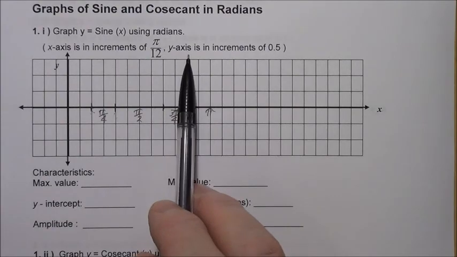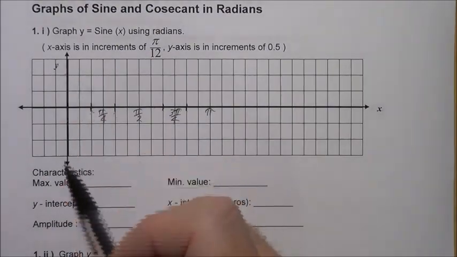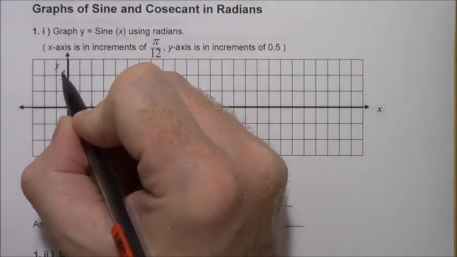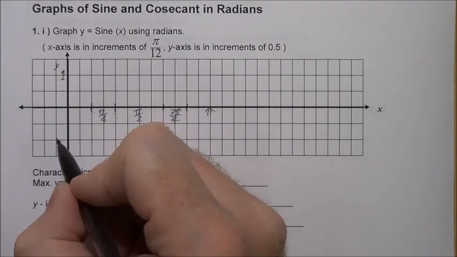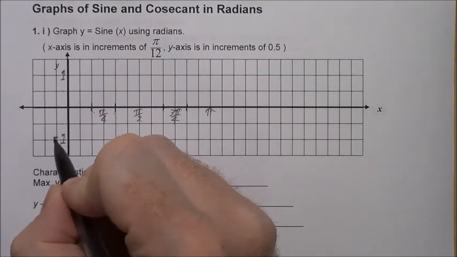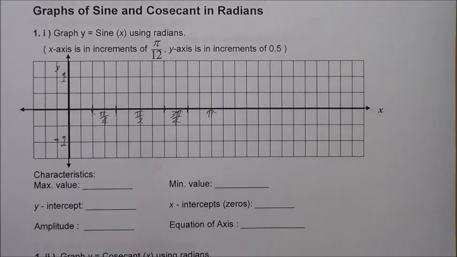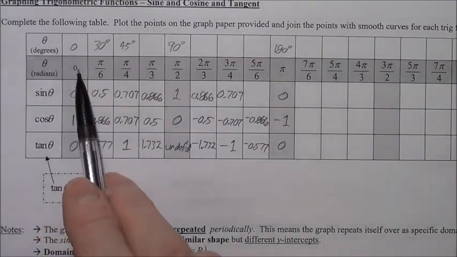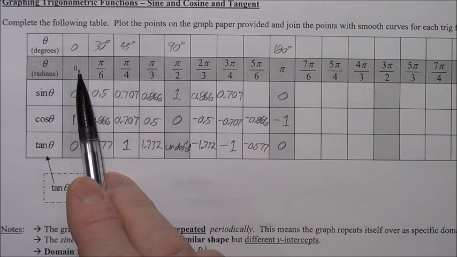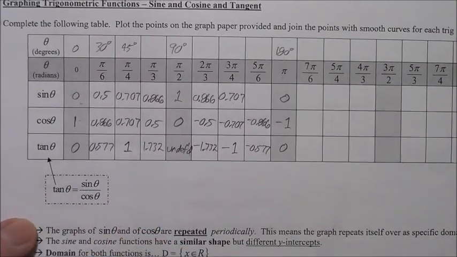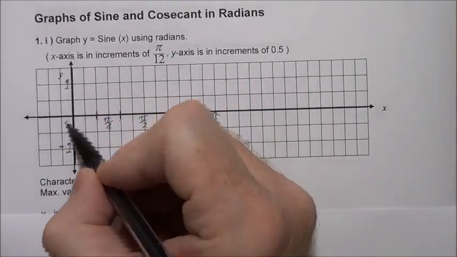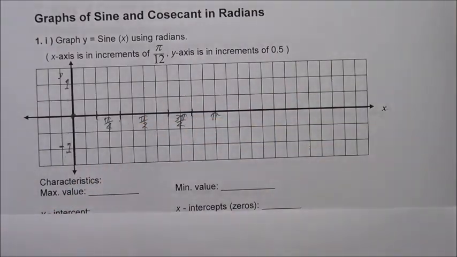Then it says here the y-axis is in increments of 0.5. So then vertically this is going to be 0.5, so this will have to be 1. And then this is negative 0.5, and this is negative 1. There. Okay. So I'm just going to plot a couple points here, so then you kind of get the idea. So we're just going to look at the table. We'll just look at sine for now. So at 0 radians, the sine of 0 is going to be 0. So at 0 along the x-axis, the vertical, which is sine, is going to be 0. So just put a point there.